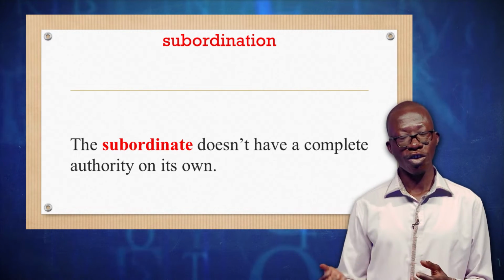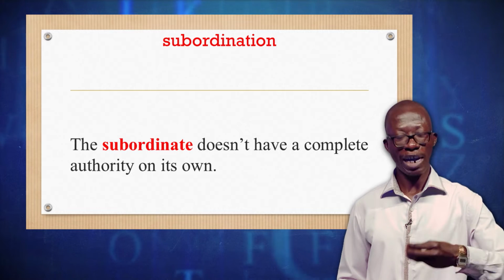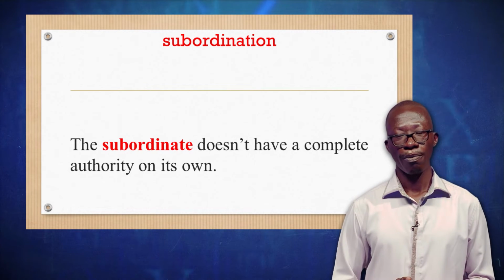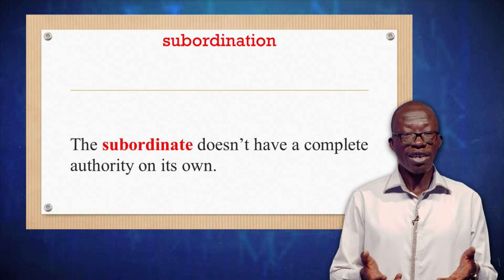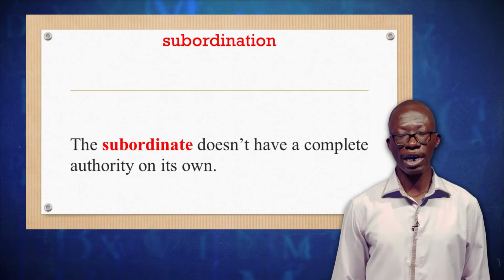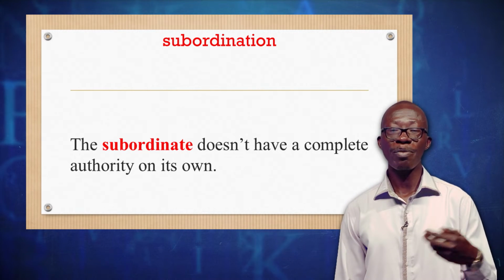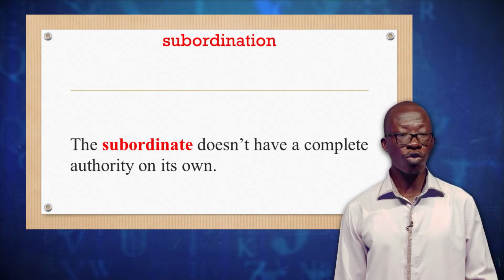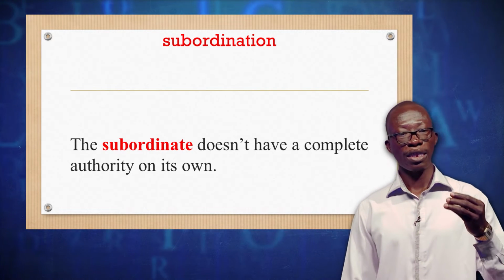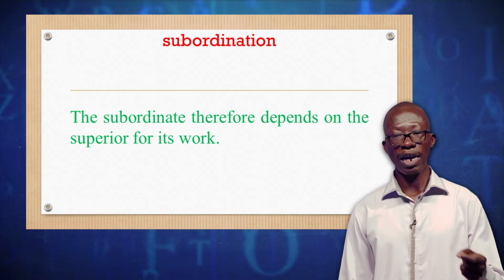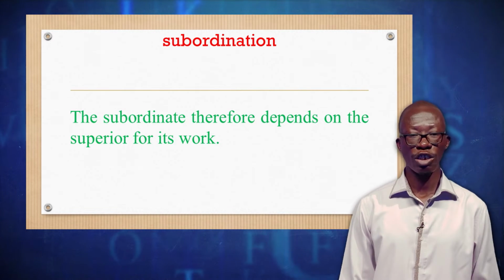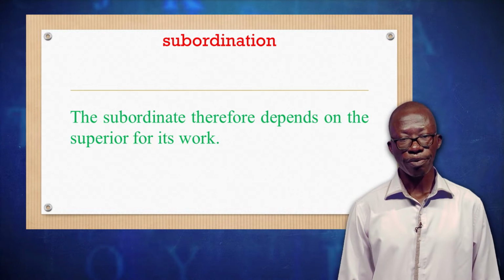At home, those of us who are subordinate, we take instruction from the superior. In school, the subordinate ones take directions or information from the superior. So you do not have complete authority in what you do because you are supposed to account to someone. So the subordinate therefore depends on the superior for his work. Always the subordinate will depend on the superior for whatever he or she wants to do.